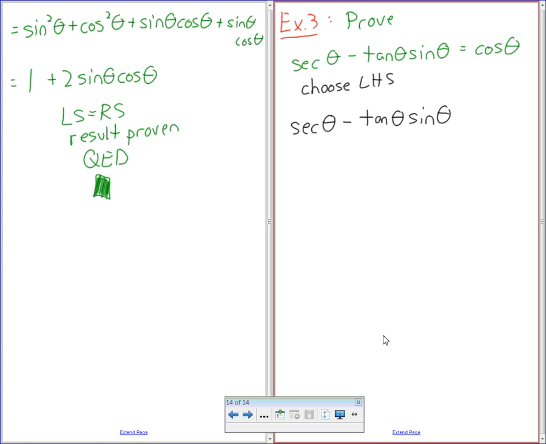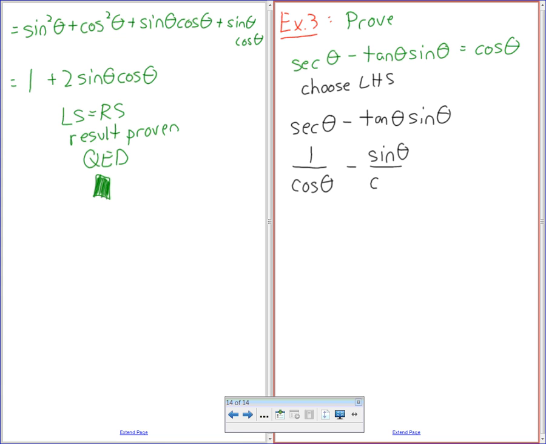Now here's the thing. When you're doing these, you should always be looking at what you're going to. So I want this to turn to cos somehow magically. Can someone be brave and tell me what secant equals? 1 over cos. Good. What does tan equal? Sine over cos.